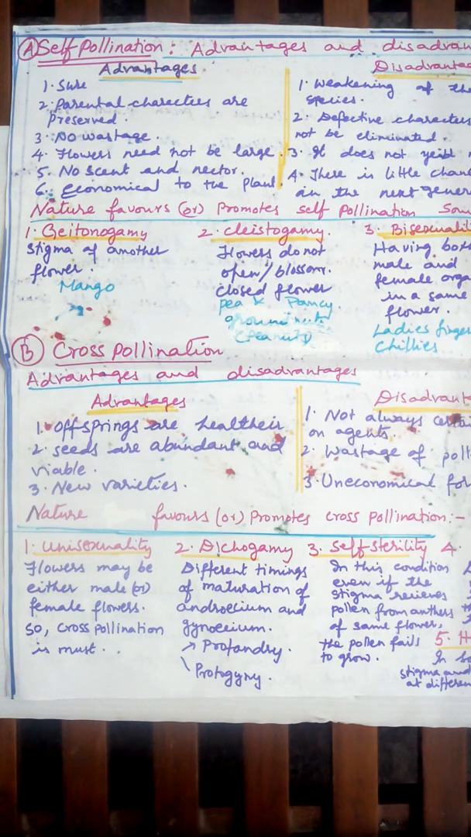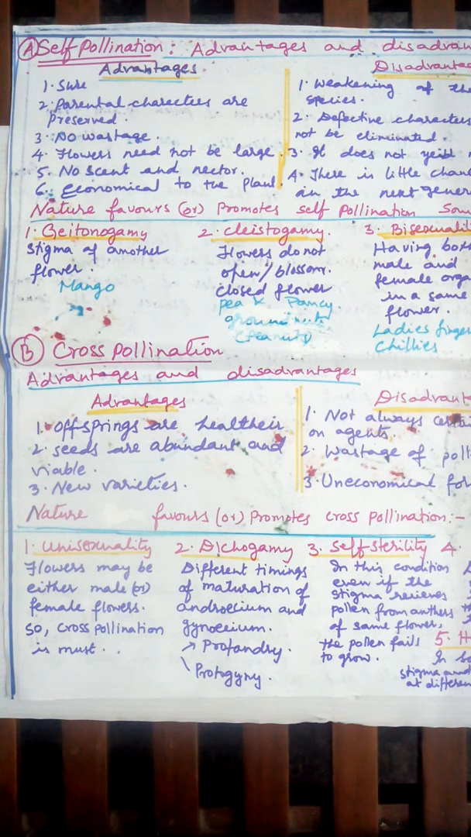Now we are going to the second condition where cross-pollination is facilitated. Dichogamy: different timings of maturation of androecium and gynoecium. Here, the opposite of dichogamy is homogamy. In self-pollination you have learnt homogamy, where the anther and stigma of a flower mature at the same time. You have learnt that just now. Here it is exactly opposite: different timings of maturation of androecium and gynoecium.